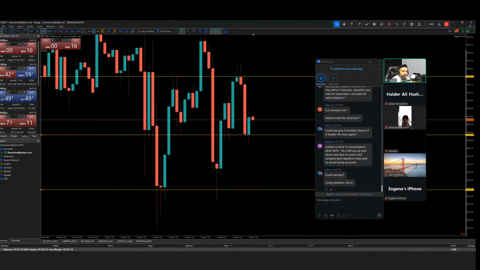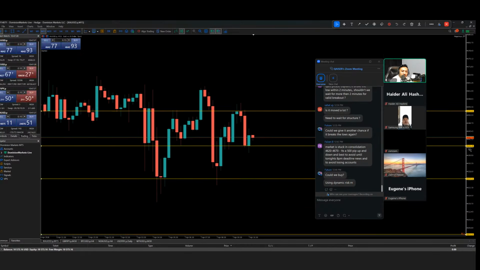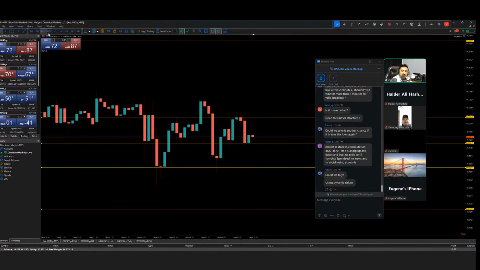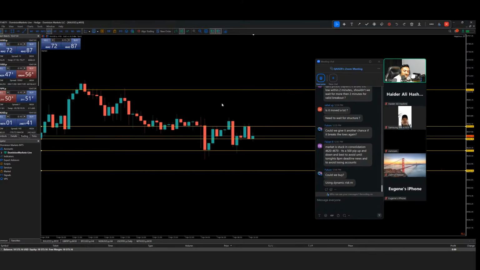So the current zone becomes a no trade zone. Yeah, you can say that. You know what? Look at the bigger picture here. Look at the 30-minute. It's still doing consolidation.